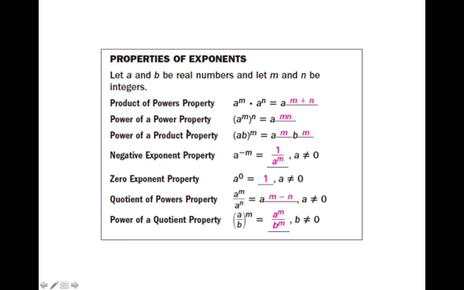n. Power of a power property is if you take one base and you raise it to the power of m and then raise that whole thing to the power of n, you multiply your exponents together. You have a to the m times n. The power of a product property is when you have two things multiplied together and they're both raised to the nth power, they're in parentheses there, you raise each base to that power. So you have a to the m times b to the m.